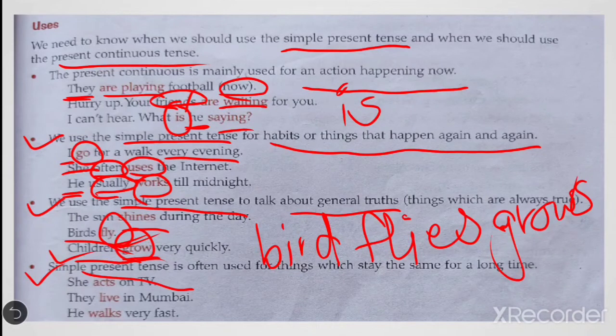Now look at here, next. Simple present tense is often used for things which stay the same for a long time. As we have seen in the first example, my uncle lives in Canada for a long time, stay the same for a long time. In past also, in present and maybe in the future, it's a long time. She acts on television. They live in Mumbai. He walks very fast. So when the action which happened for the long time, for that also we can use present tense, simple present tense.